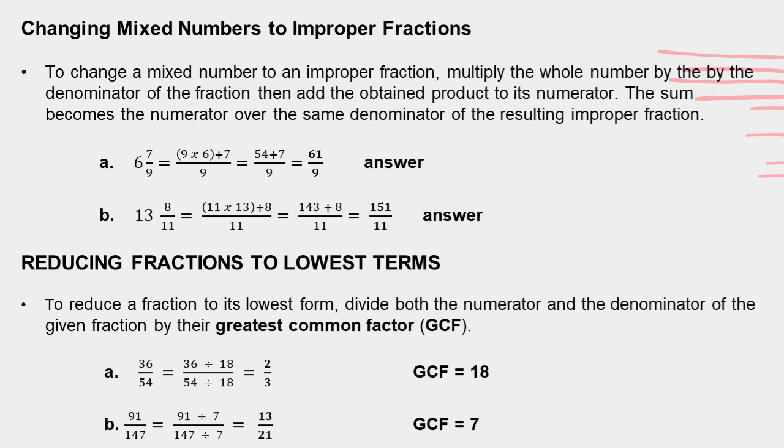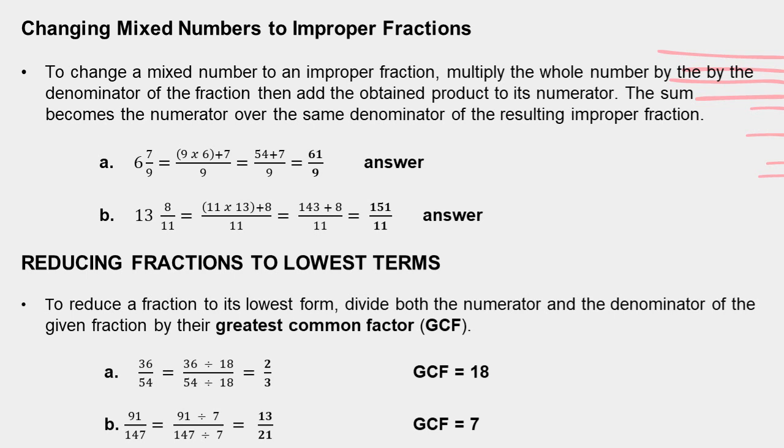Our given is 13 and 8 over 11. So, same process din po ang gagawin natin katulad ng ginawa po natin sa letter A. So, 11 times 13, then copy lang po natin yung ating numerator na positive 8, over pa rin po natin sa 11, dun sa ating denominator.